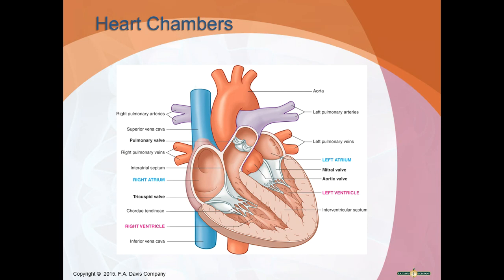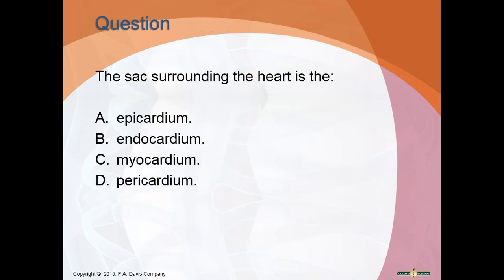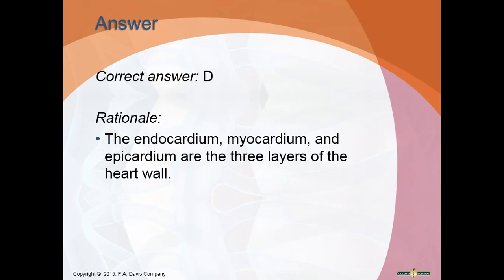So if you look on page 275, it goes over all that information. We're going to move on to the heart valves. But first, let's look at the question. What's the name of the sac surrounding the heart? That's right. It's the pericardium. The endocardium, the myocardium, and the epicardium are the 3 layers of the heart wall.